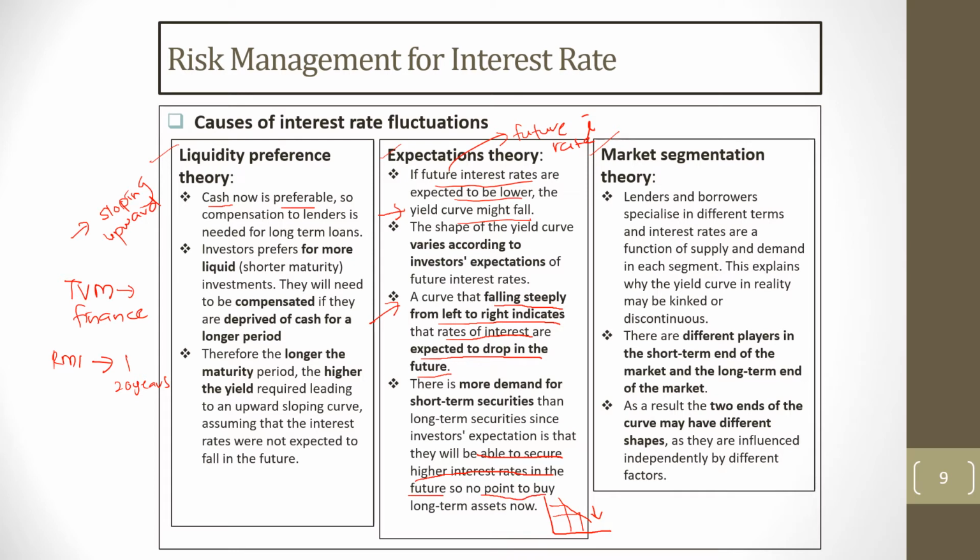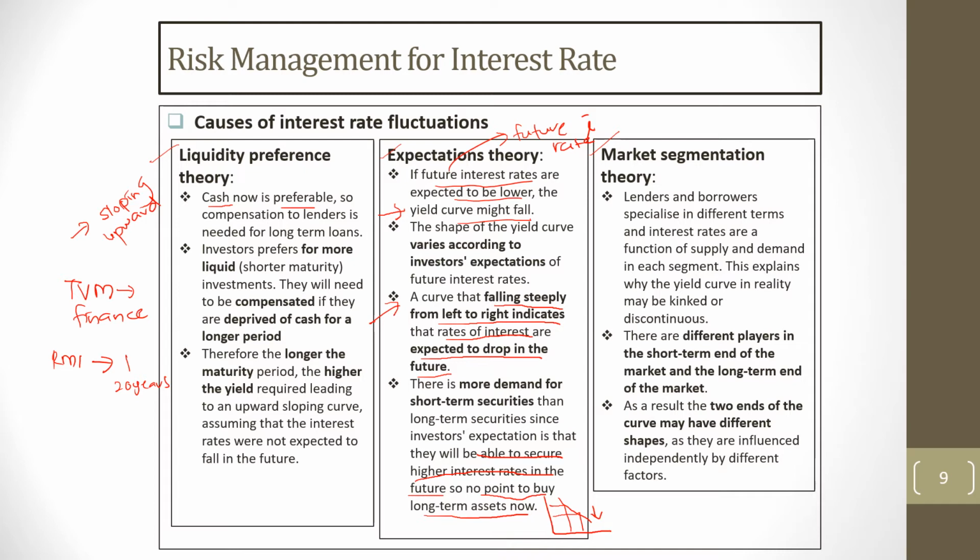So there is no point to buy the long-term asset now. That's why in this graph you can see the graph is different from the normal curve. Okay, so the last one is the market segmentation theory.